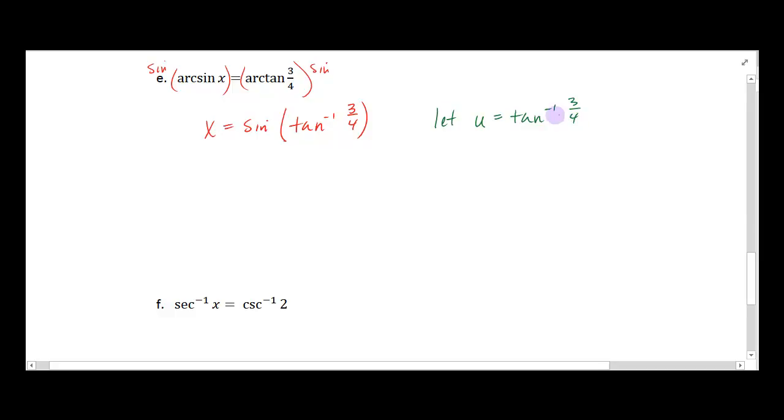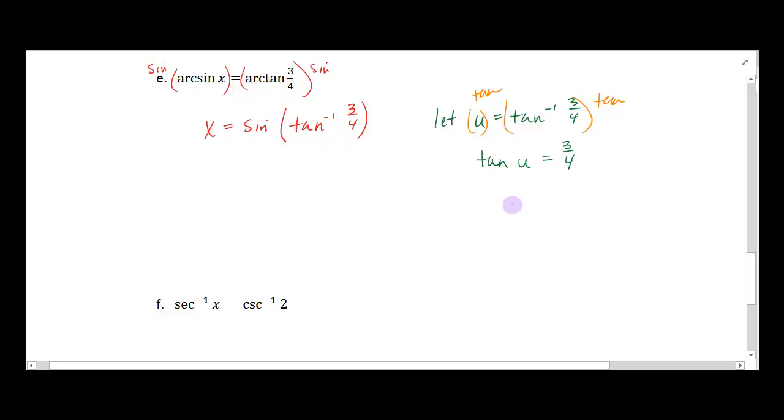Now, just working with what I have written here in green, I could rewrite that to say the tangent of u is equal to 3/4, right? Because all I would have to do is take the tangent of both sides. So if I took the tangent of both sides, I would get the tangent of u is equal to 3/4. Well, to move on from here, we're going to draw a picture and see what the angle u is. Because this is really saying the tangent of some angle u is equal to 3/4, and the sine of some angle u is equal to x. So I need to know what that angle u is.